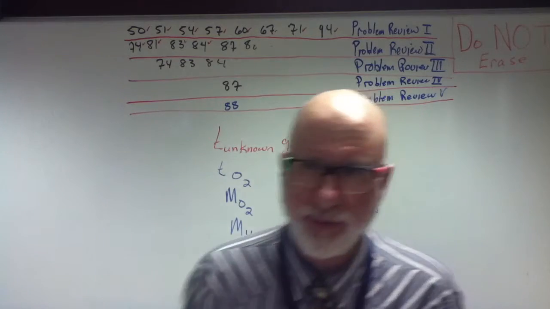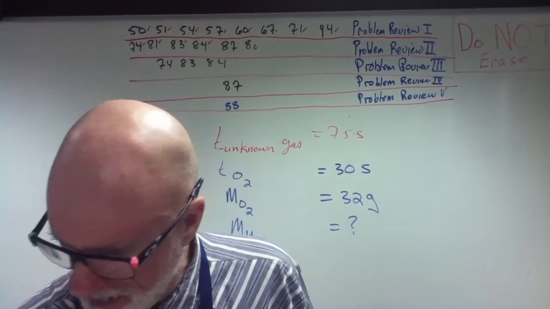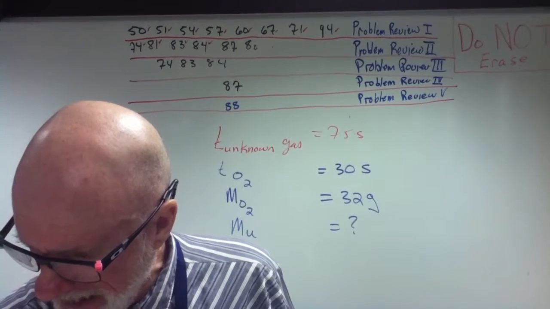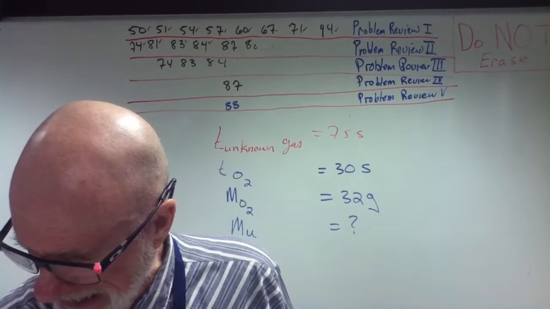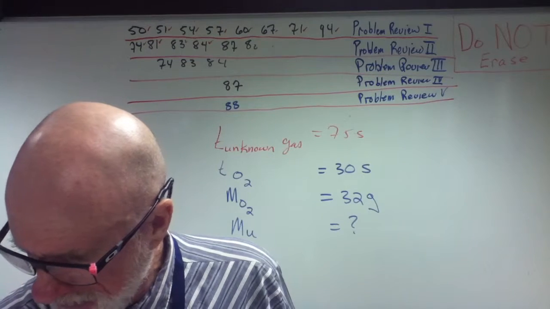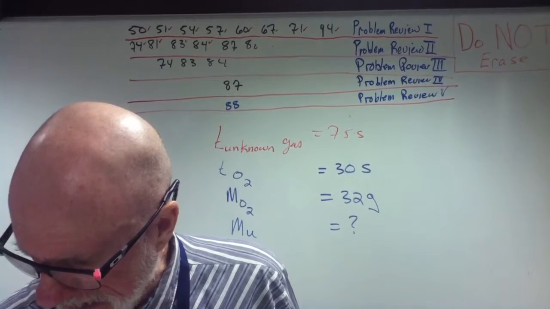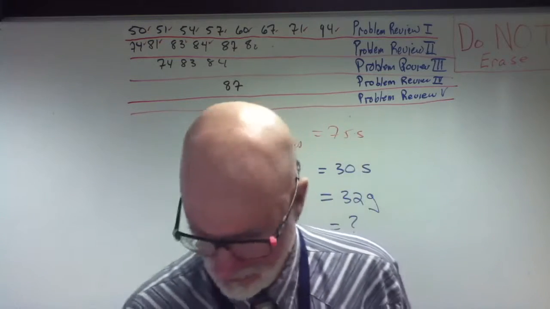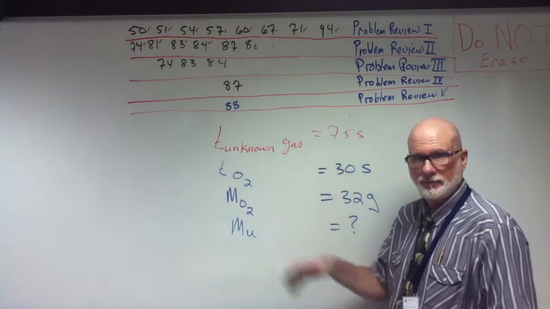All right, now I'll read the problem to make sure we really understand it. It says, during an effusion experiment, a certain number of moles of an unknown gas pass through a tiny hole in 75 seconds. Under the same conditions, the same number of moles of oxygen gas pass through the hole in 30 seconds. What is the molar mass of the unknown gas? Okay, you ready? I can erase this? Yes?